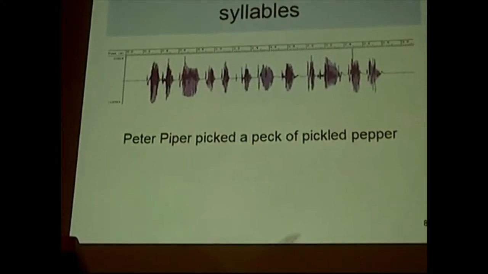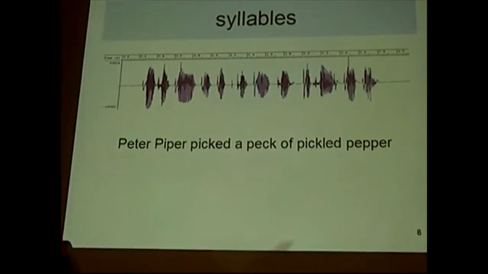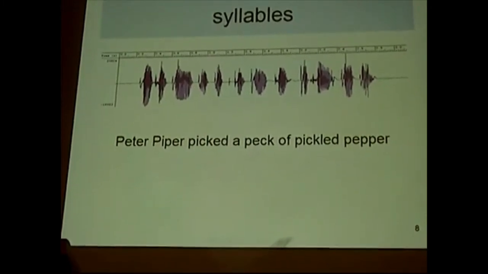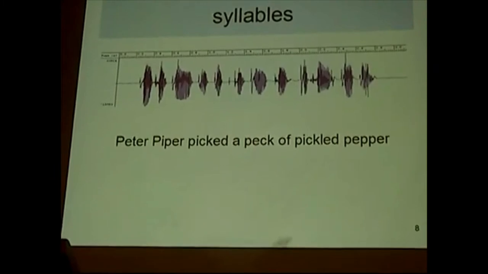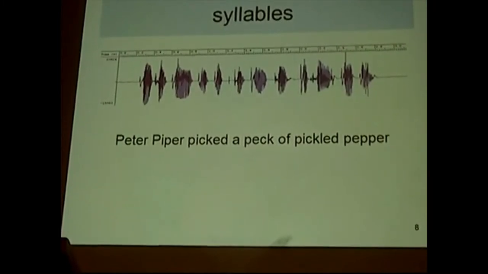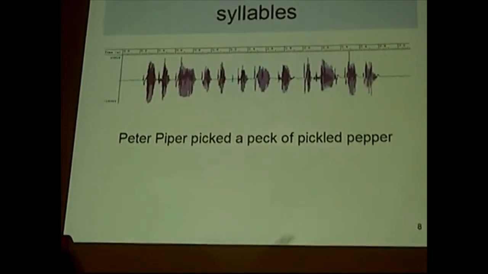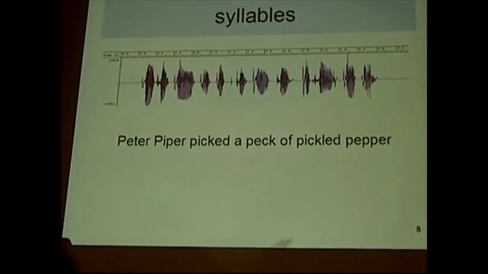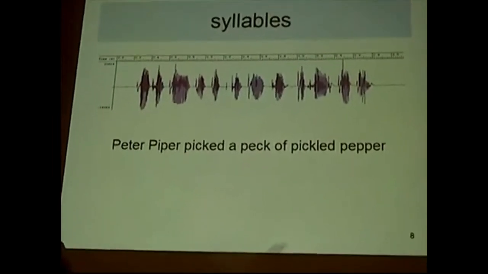In this illustration, what I did was take the strange sentence shown there, Peter Piper picked a peck of pickled pepper, which you may or may not know as a famous tongue twister, or the beginning of a famous tongue twister in English. And the waveform at the top is what you get from a microphone. So this is plotting just the signal from a microphone for me saying this sentence. How many syllables are there in this sentence? Twelve. There are 12 syllables. How many pulses of activity are there in the waveform? There are 12.